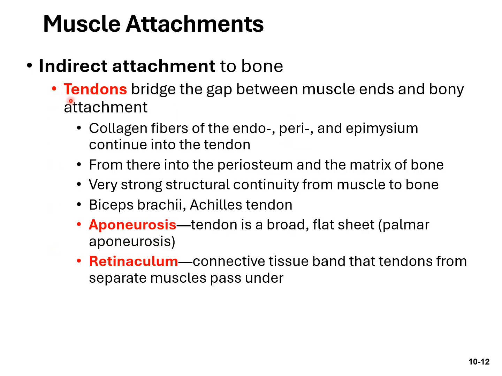So let's look at the tendon. Muscle to bone. They're going to have collagen fibers of the endo, peri, and epimysium continued into the tendon. That's how they're all getting wrapped up into the bone. You're going to have an aponeurosis of the tendon, which is a broad flat sheet. You have a palmar aponeurosis, and that palmar aponeurosis is going to be very important when we talk about carpal tunnel. You can also have a retinaculum, and a retinaculum is a connective tissue band that tendons from separate muscles pass under. So you can have an aponeurosis and a retinaculum.